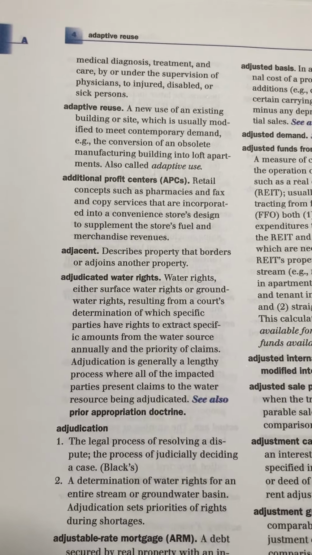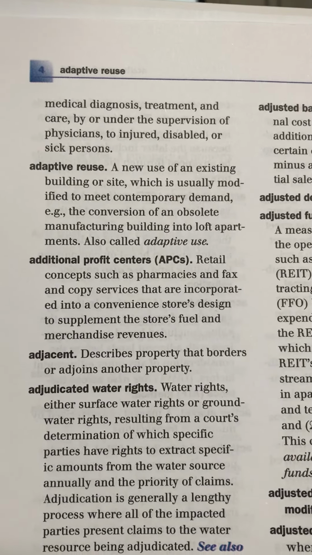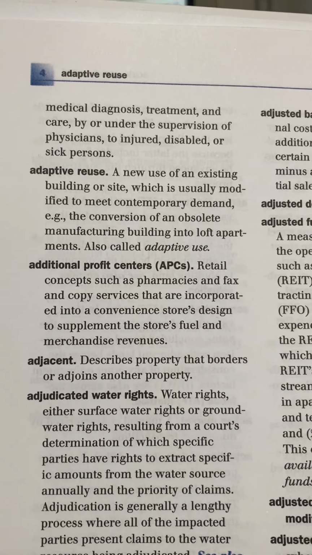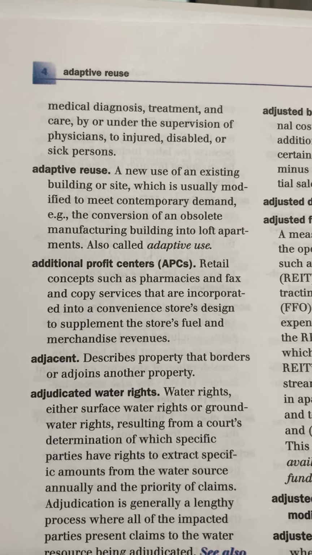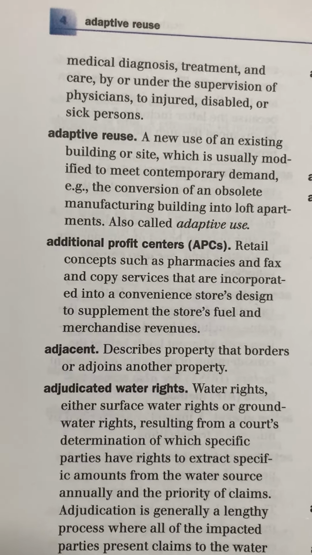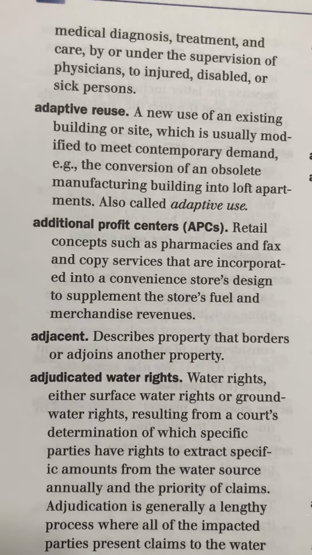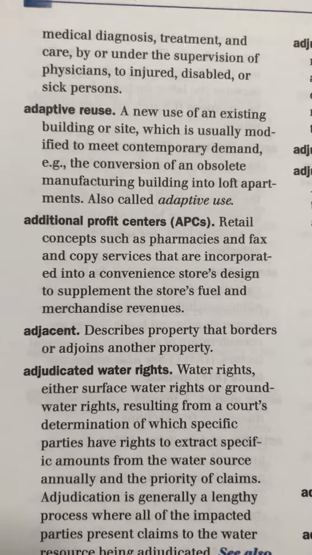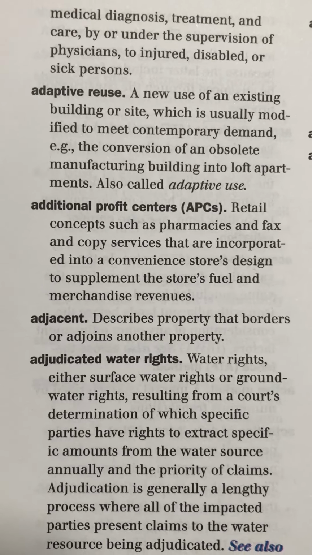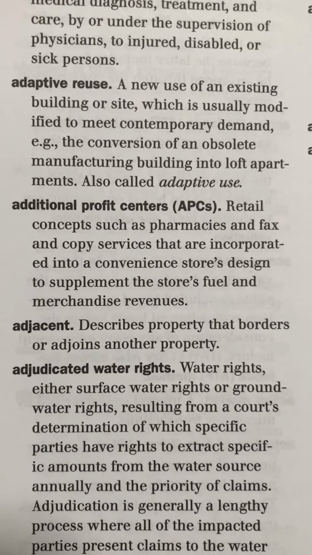The Dictionary of Real Estate Appraisal, page 4. Medical diagnosis, treatment, and care by or under the supervision of physicians to injured, disabled, or sick persons. Adaptive reuse. A new use of an existing building or site, which is usually modified to meet contemporary demand. For instance, the conversion of an obsolete manufacturing building into loft apartments, also called adaptive use.